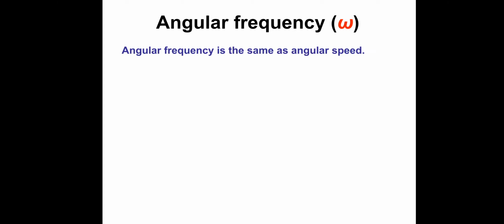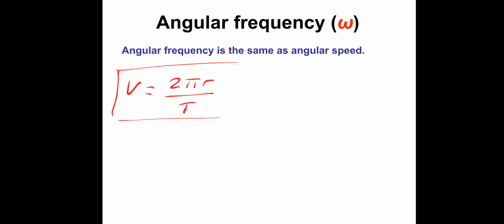So angular frequency is the same as the angular speed, and I'm just going to show you a couple of new equations and where they come from. Last lesson we used an equation, v equals 2 pi r over t, that's the straight line linear velocity tangent to the circle. And we also had another equation, the relationship between linear and angular speed, v equals r omega.